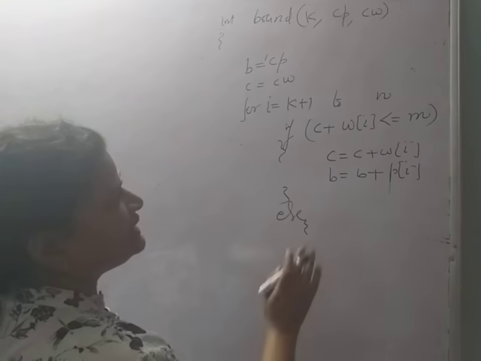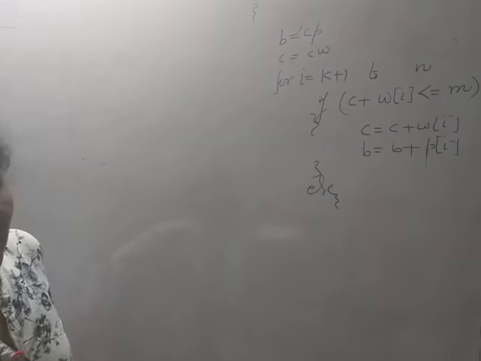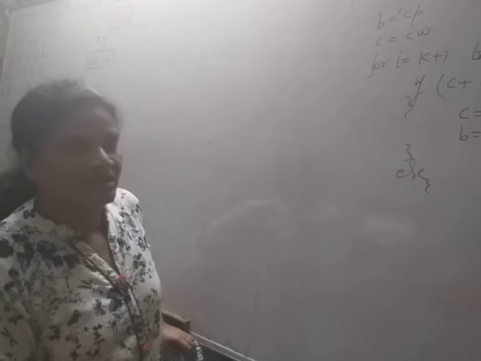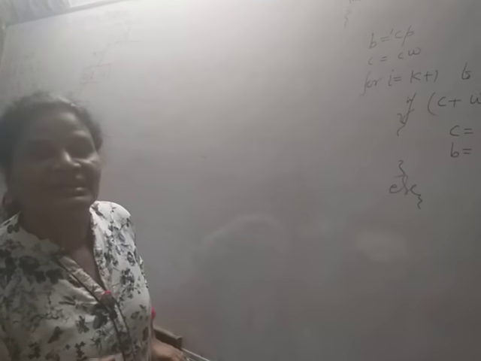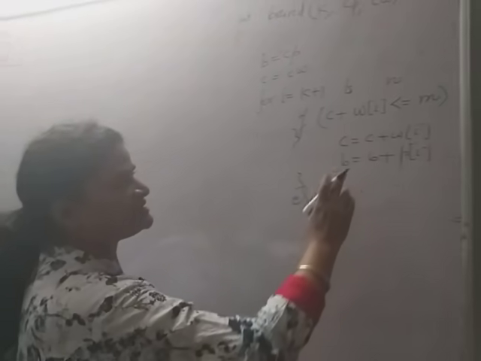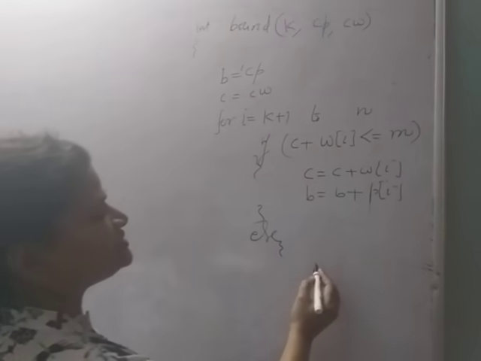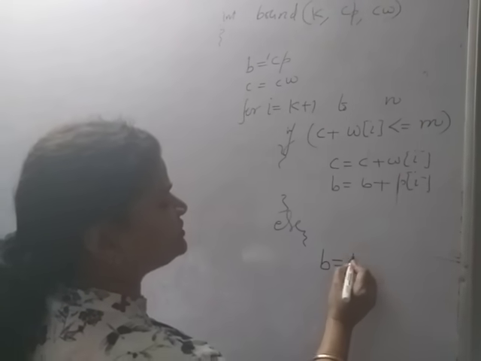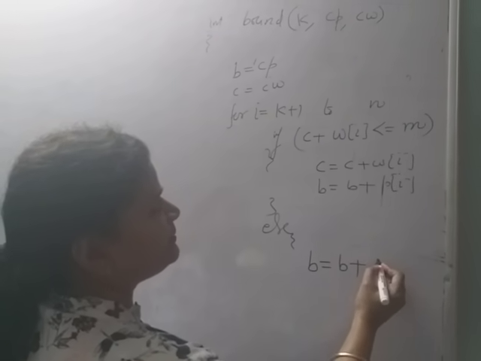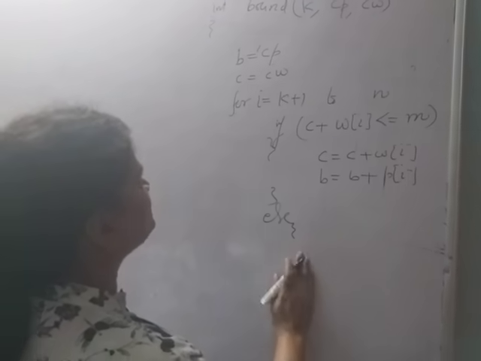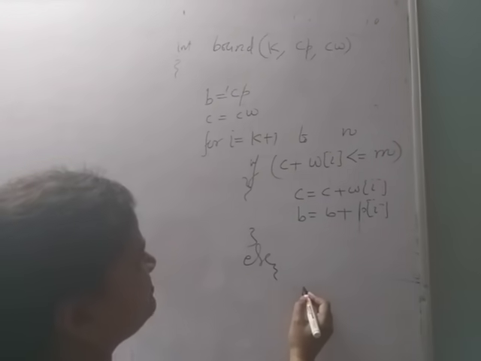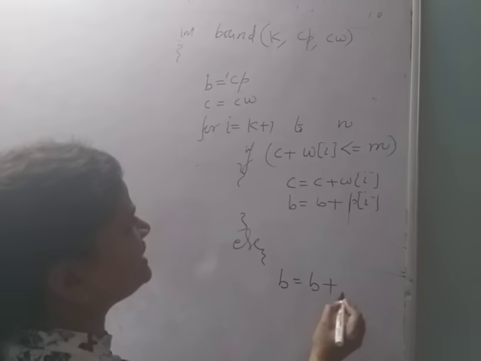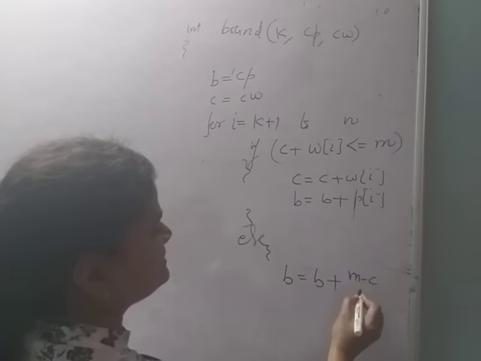Else, if c plus wi is greater than m, then we relax the condition, and whatever the remaining next weight is, I will take a fraction of that. The m is the capacity and c is the current weight, so the profit will be b equal to b plus m minus c upon wi.